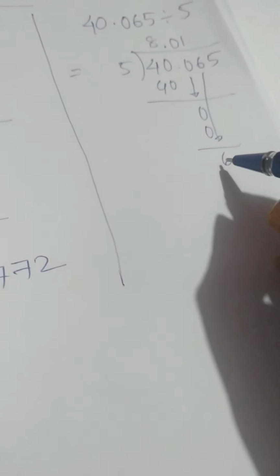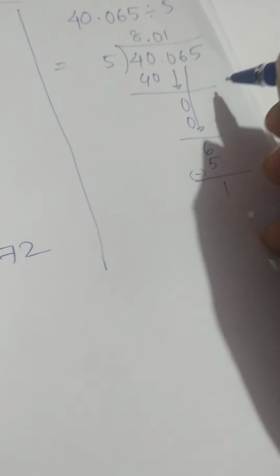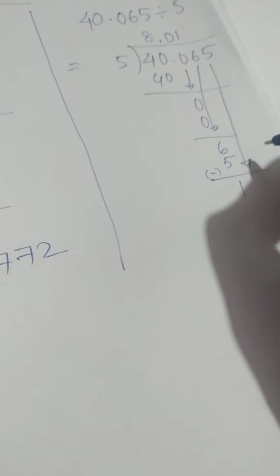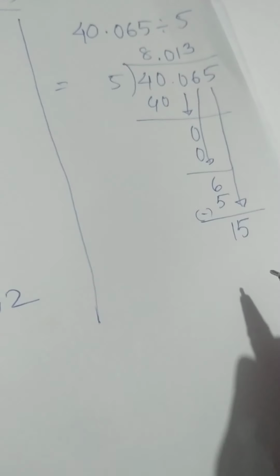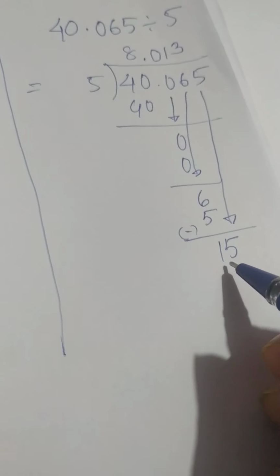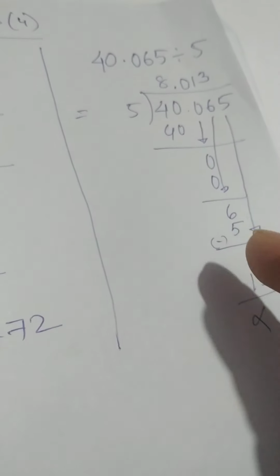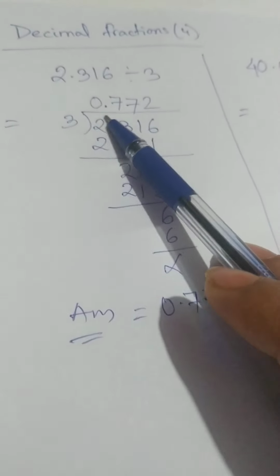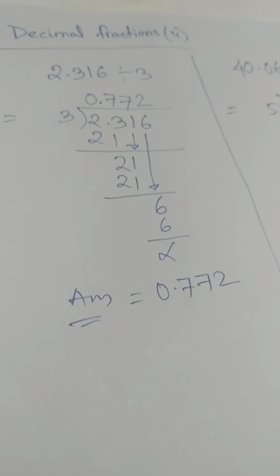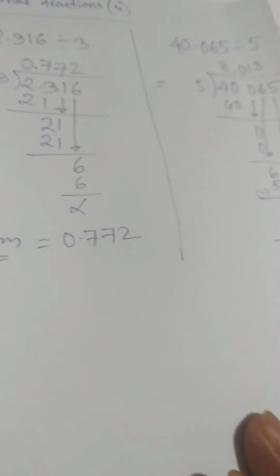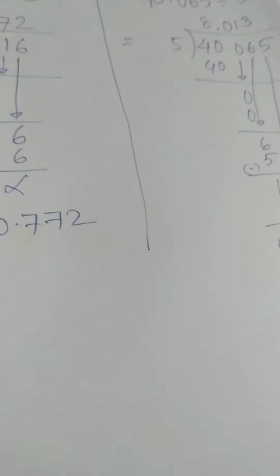5 ones are 5, minus 1, then finally 5 comes, so 5 threes are 15. So this is normal decimal division, where I have just tried to do bigger ones with normal integers. Simple divisions. So I hope this is very easy. Just follow the basic technique, you will easily be able to solve.